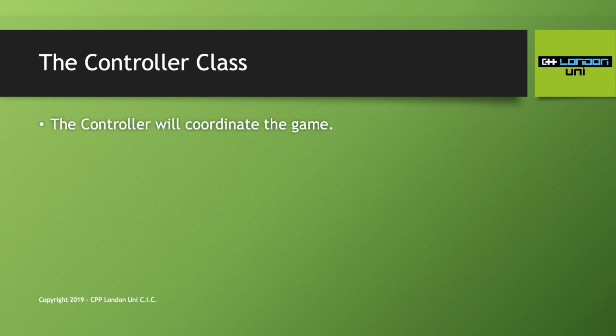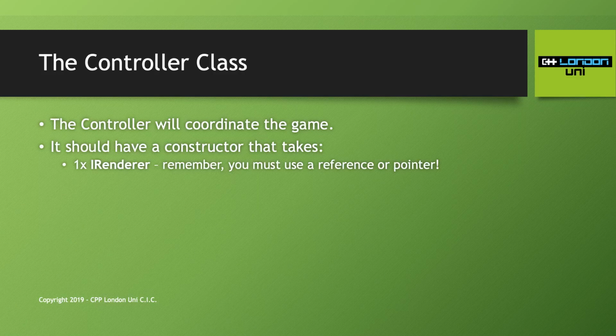The controller class will, of course, coordinate the game. It knows the rules of the game. So, of course, it should have a constructor that takes an iRenderer, which again, I've provided the renderer for you. It will print to the screen, does all that nice stuff. Prints the board for you. So it will take one iRenderer, and of course, because it's an interface, you must use a reference or a pointer. It's up to you which one you want to use. I would suggest an interface, but it doesn't really matter.